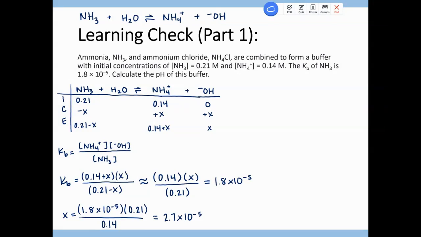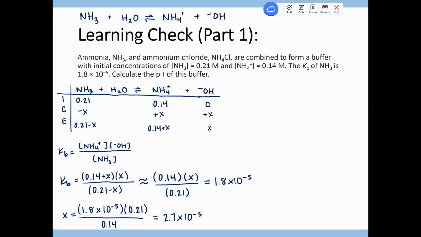So I rearranged this equation here to solve for x, and I wrote that down here. I multiplied by 0.21 divided by 0.14, and I get x is 2.7 times 10 to the negative fifth. Remember that our goal is to calculate pH. The X value gives us the equilibrium concentration of OH minus. So with that, we can calculate pOH and then go to pH.